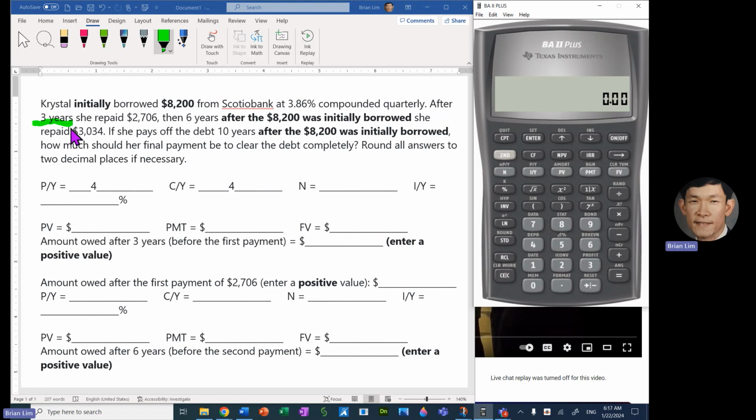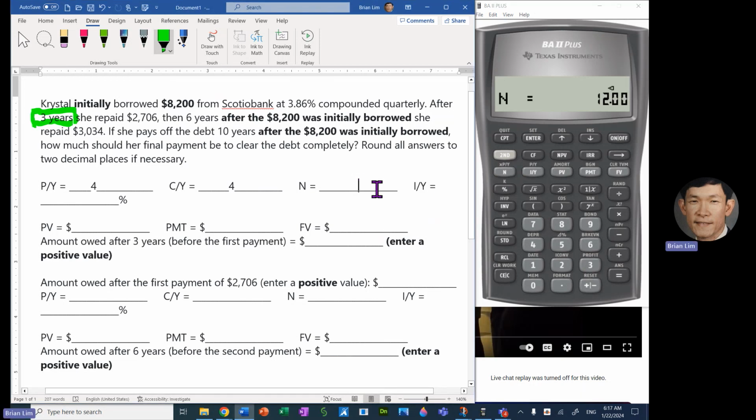So now I use this 3 years right here. Okay, this 3 years, that's there. I go 3, and I go second N. So N is 12, and I would enter that number right in there.